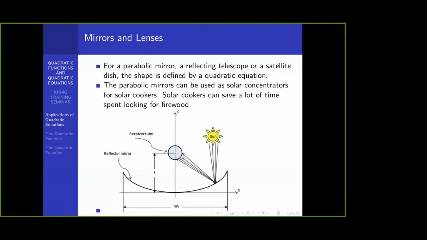Quadratic equations appear a lot in real life. One example is in lenses and mirrors. The cross section of lenses and mirrors can be described by a quadratic equation. In particular, one good use, especially in tropical or developing countries, is the solar cooker. The reflector usually has a shape that can be described by a quadratic function.